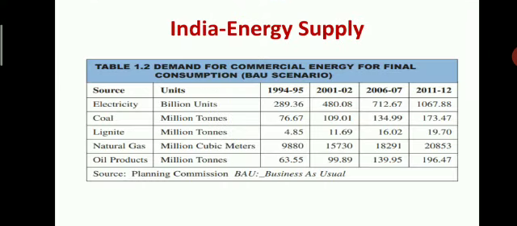So electricity, coal, lignite, natural gas, oil products, these are the sources that are used in India for production of electricity. Its billion units are given from the year 1994-95 up to 2011-12. In 2011-12 electricity generation was 1067.88 billion units. After that the other figures are also in front of you using coal, lignite, natural gas and oil products.